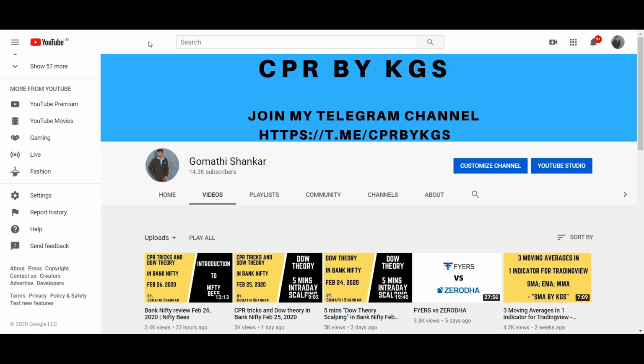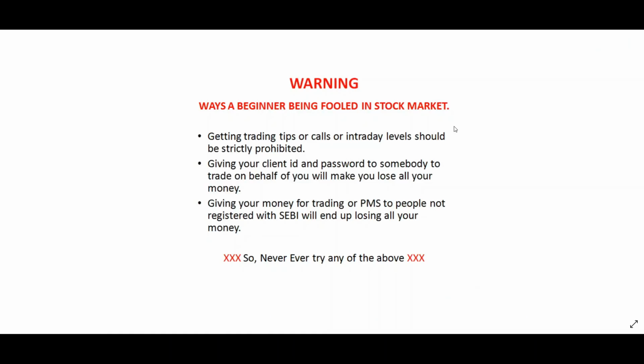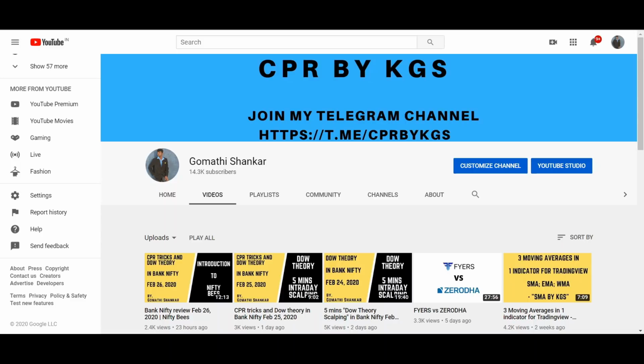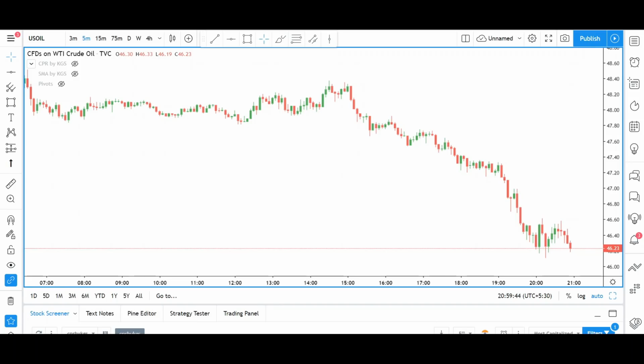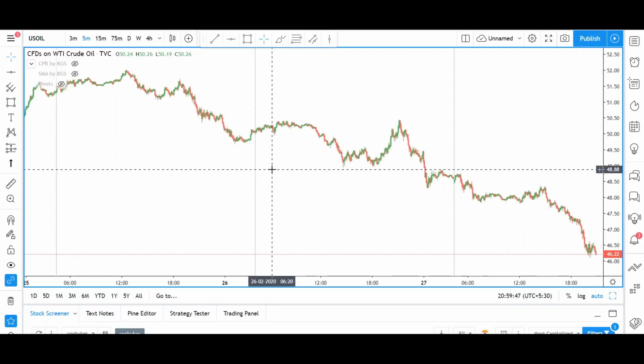Before going to today's crude oil view, this is a friendly warning to everybody. Don't get trading tips and calls from anybody. Don't give your client ID and password to anybody to trade on your behalf, and don't give your money to any unauthorized PMS service providers. Clear? These are the common ways people are fooled in the stock market. You might be a beginner, you might be a retail trader, but don't approach any shortcuts like this. These are the ways of cheating and fooling you in the stock market. Clear? So let's kickstart today's crude oil review and analyze what's going on in crude oil.